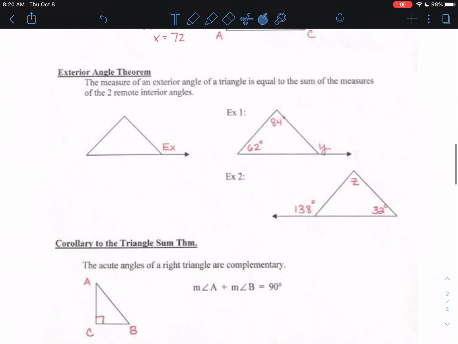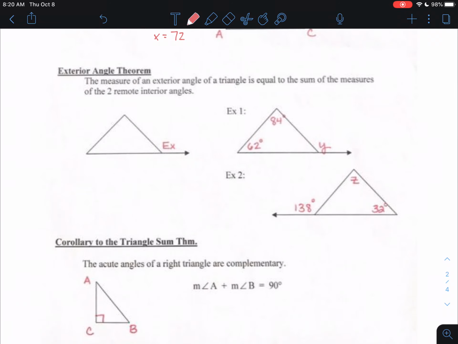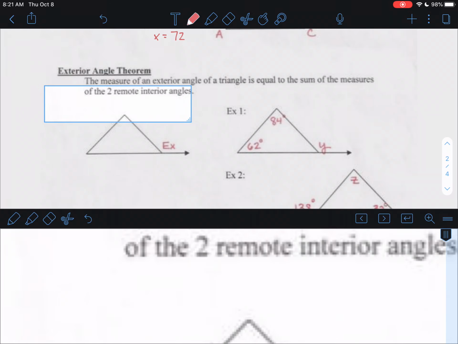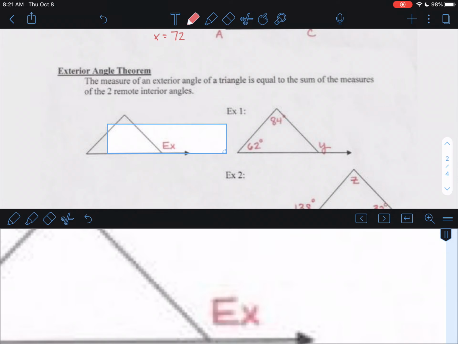Okay, the next one is the exterior angle theorem. So the exterior angle theorem says that the measure of an exterior angle of a triangle is equal to the sum of the measures of the two remote interior angles. That probably makes 0 sense right now. So let's break this down. The measure of an exterior angle, so we have our exterior angle there, is equal to the sum of the measures of the two remote interior angles.